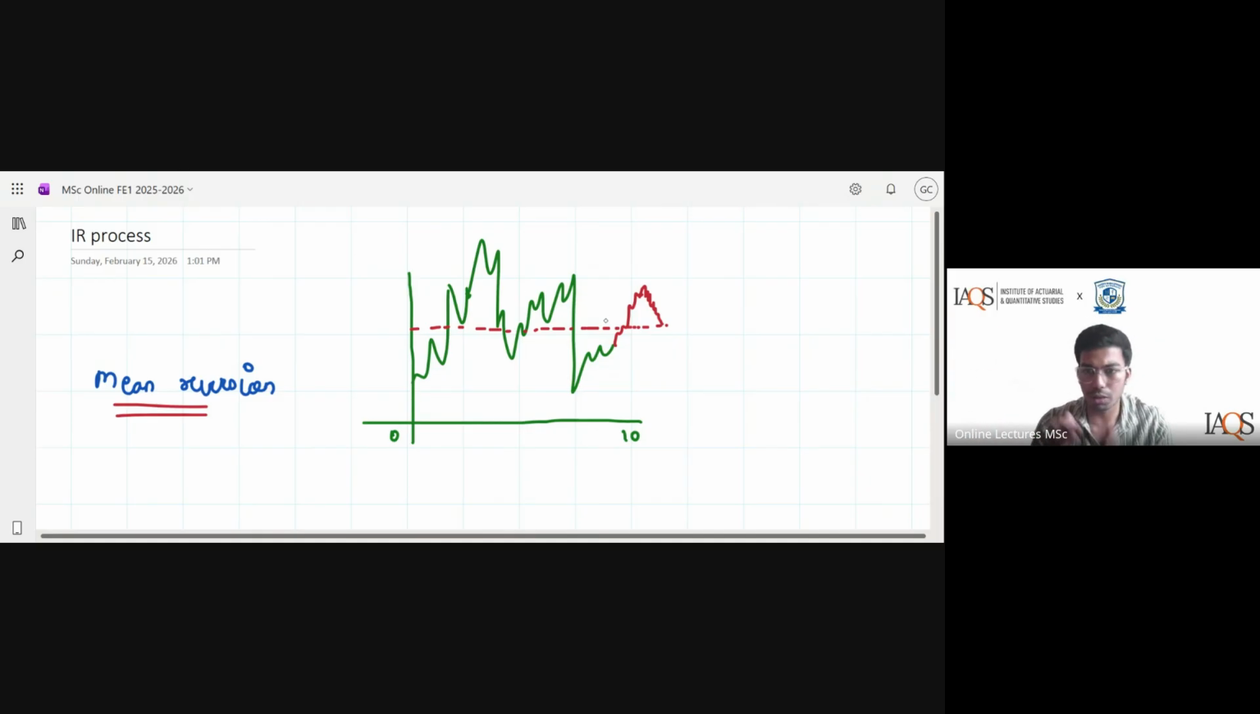Obviously, this mean reversion level will change with respect to time. The last 1 year may have a different mean reversion level than the last 10 years, the last 5 years, or the last 7 years, because the movement is different. But as a property, mean reversion means interest rates tend to come towards a constant level. If interest rates are below that level, they are pulled back up to it. If they are above that level, they are pushed back down to it. Any doubts here?